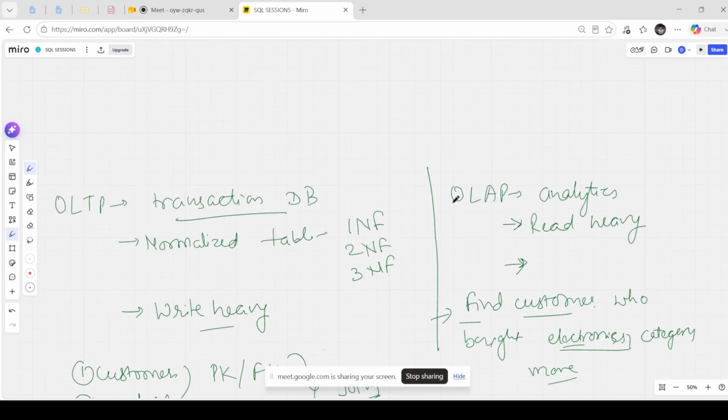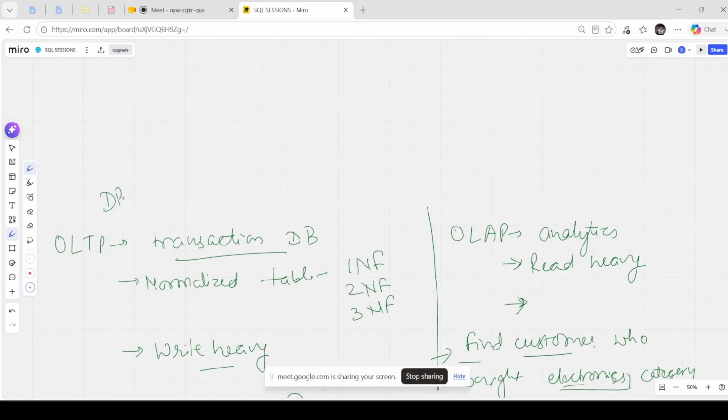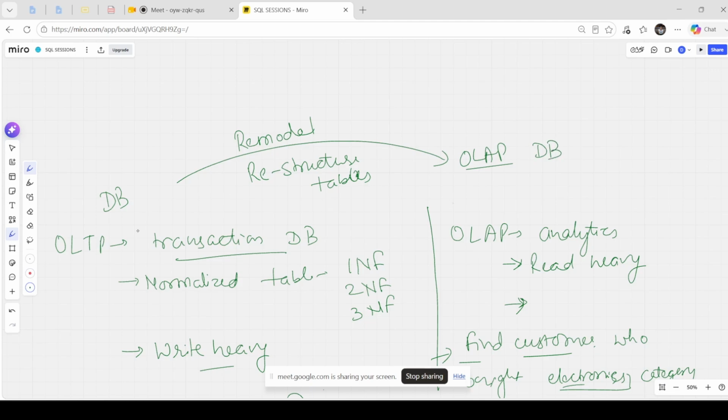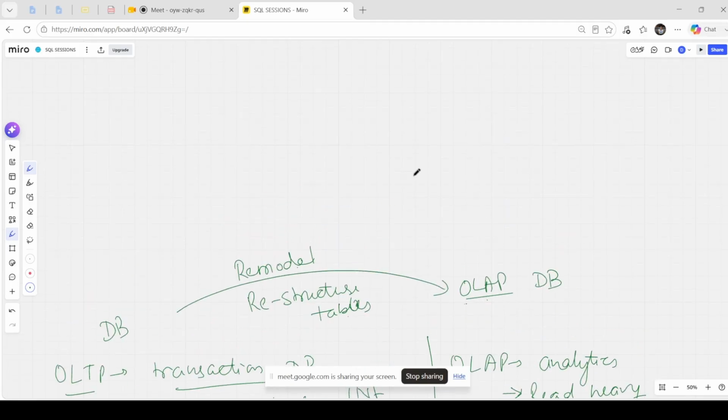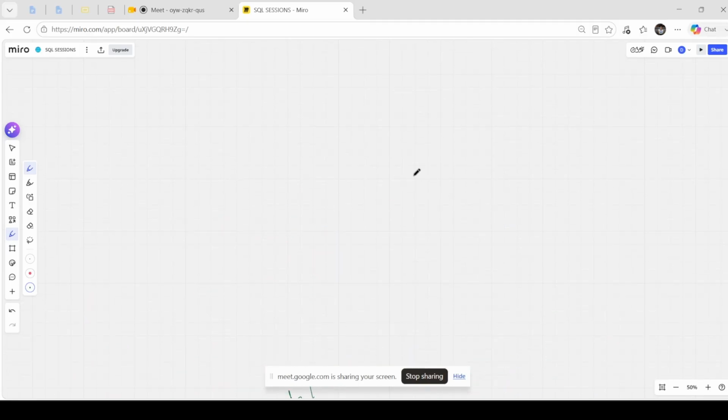It also means that if I have this database, I now need to remodel, or restructure, the tables to give it to the business team. It means to make it an OLAP database, right? So OLTP has to be remodeled and restructured to convert it to an OLAP database. Here now comes the important topic that most candidates are not aware of. They think that we are going to use the same thing when we work on ETL, right?